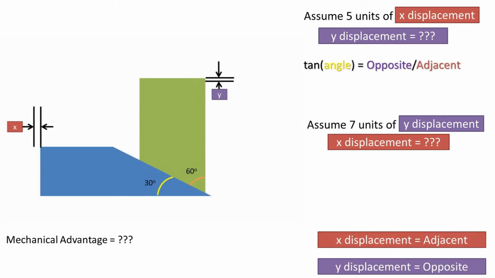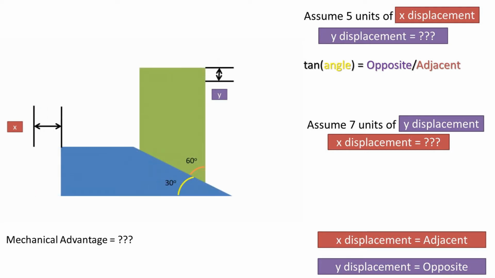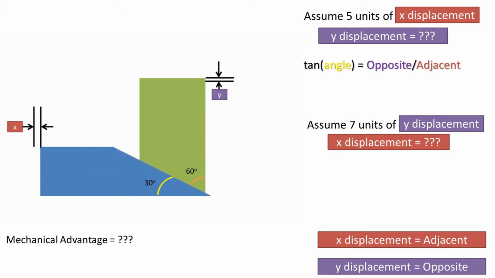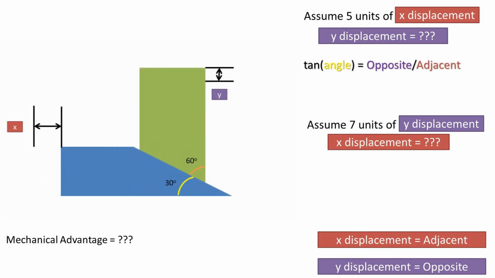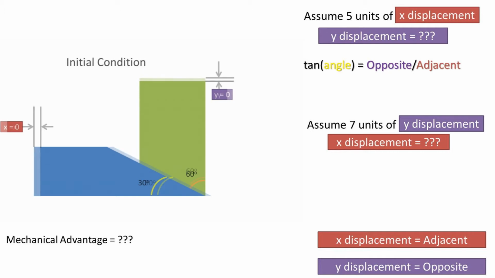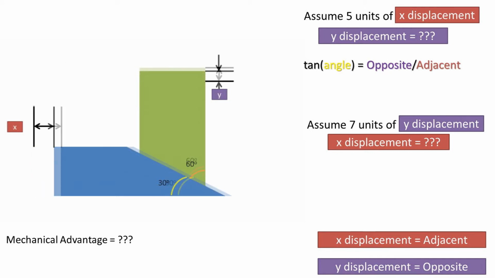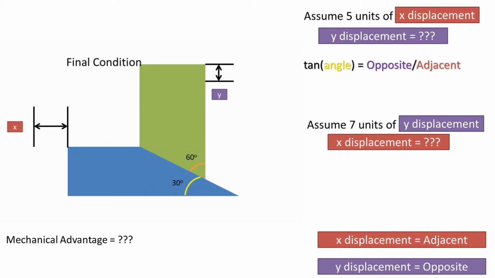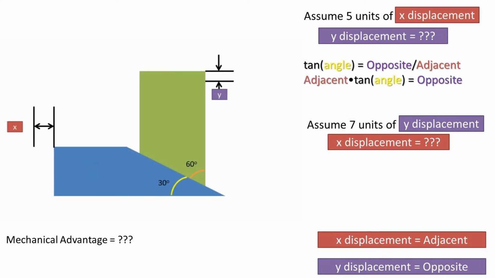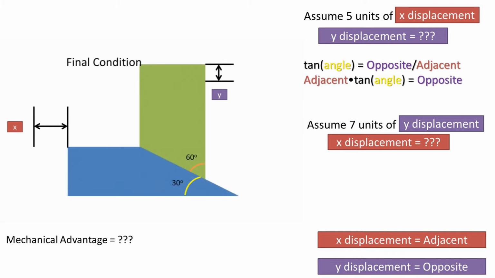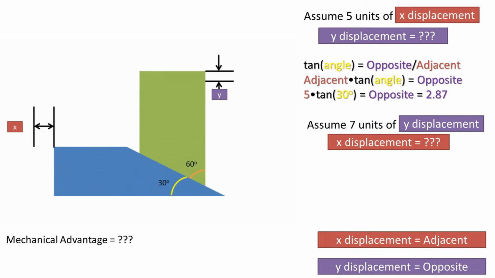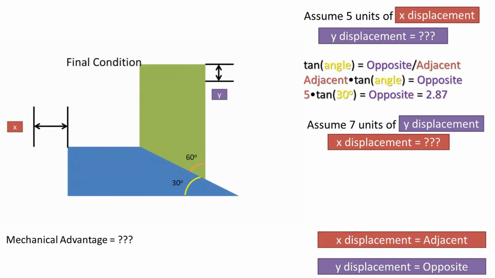Recall from trigonometry the property of right triangles, SOHCAHTOA, that the tangent of the angle is equal to the side length opposite of that angle over the side length adjacent to that angle. If we are working with a 30-degree angle, our opposite would be the y displacement and our adjacent would be the x displacement. We can rearrange this formula to get what we are solving for, the opposite or y displacement, to one side. Plugging in our values, we get an opposite side length of 2.87 units.